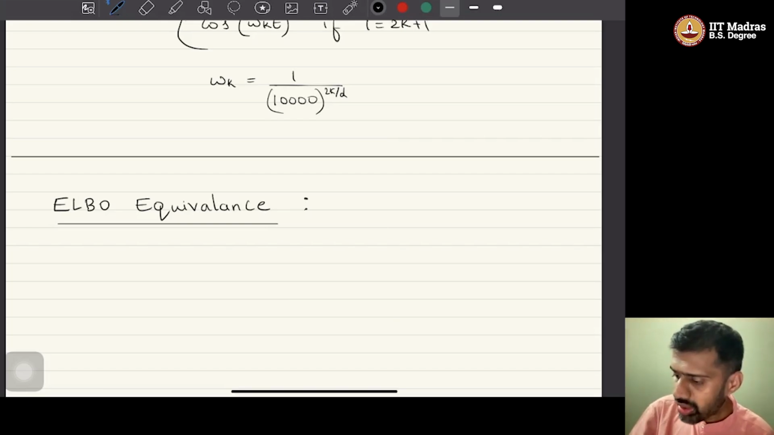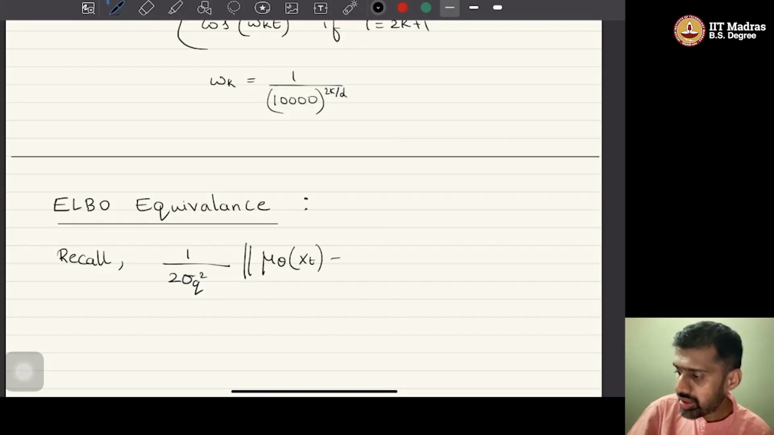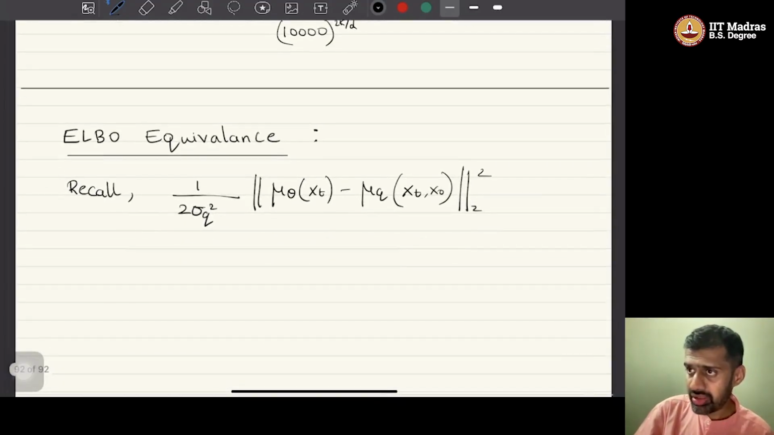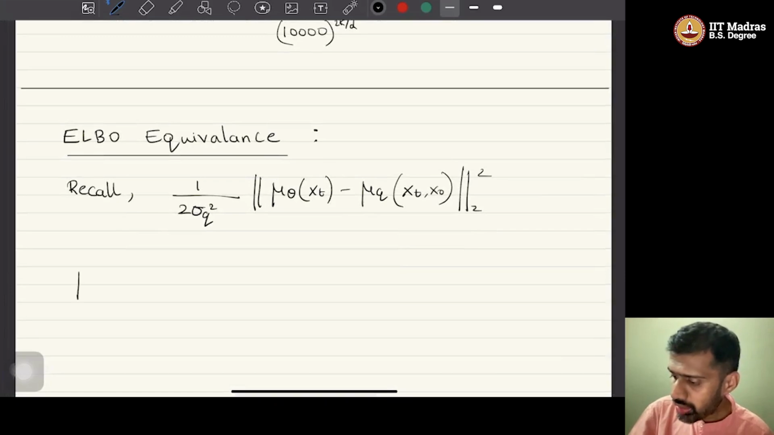Okay. So recall that the denoising matching term, or the consistency term that we had, was 1 by 2 sigma q squared times mu theta, a function of xt, minus mu q, and this mu q was a function of xt and x naught. I have been omitting this term to make it look simple, but this is what it is. Now what is mu q?